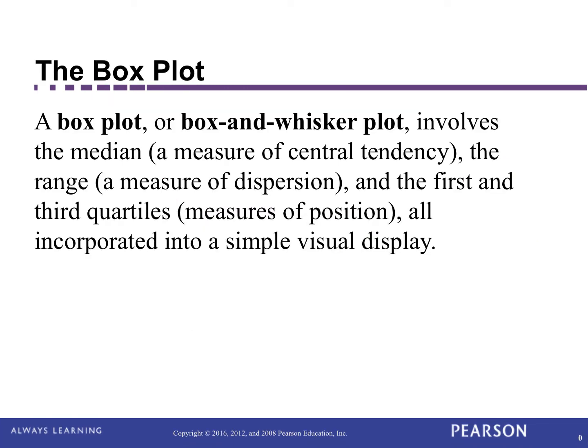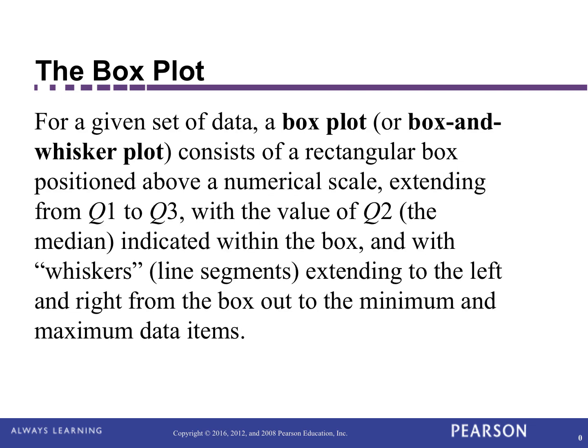A box plot or box and whisker plot involves the median, the measure of central tendency, the range, the measure of dispersion, and the first and the third quartiles or measures of position, all incorporated into a simple visual display. For a given set of data, a box plot consists of a rectangular box positioned above the numerical scale extending from Q1 to Q3 with the value of Q2, the median, indicated within the box, and with the whiskers or line segments extending to the left and right from the box out to the minimum and the maximum data items.